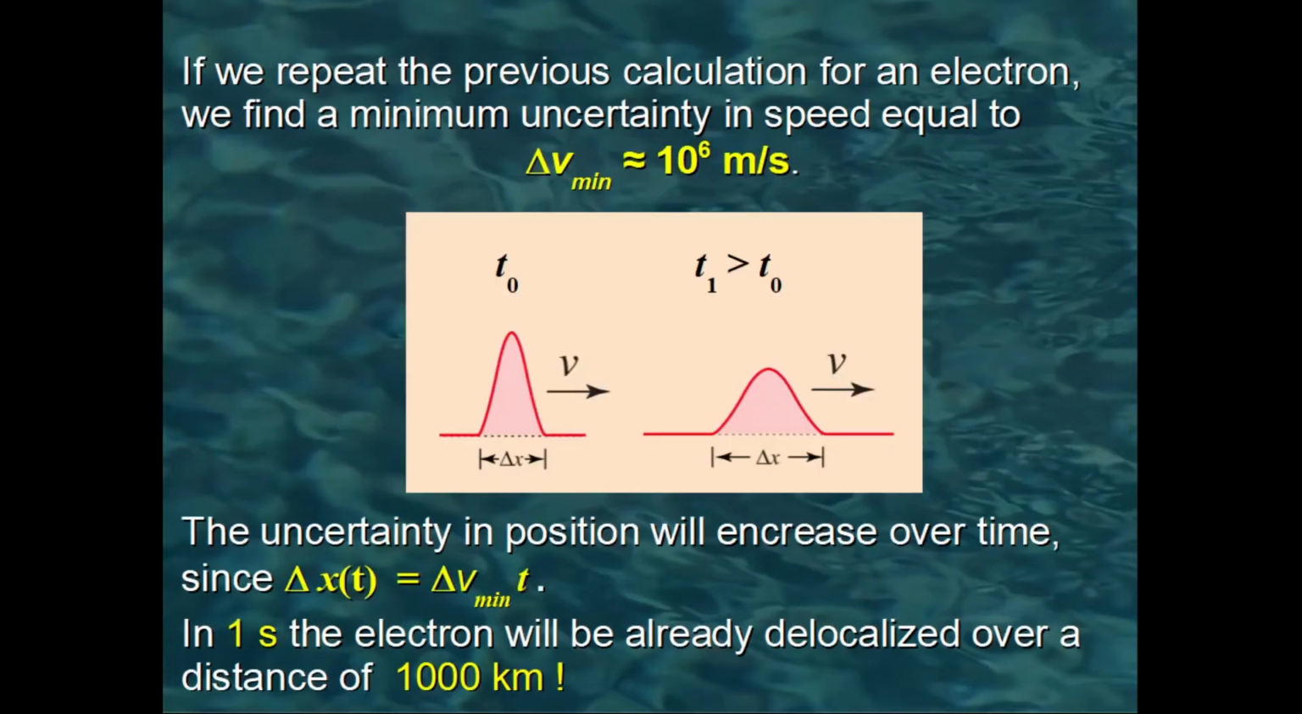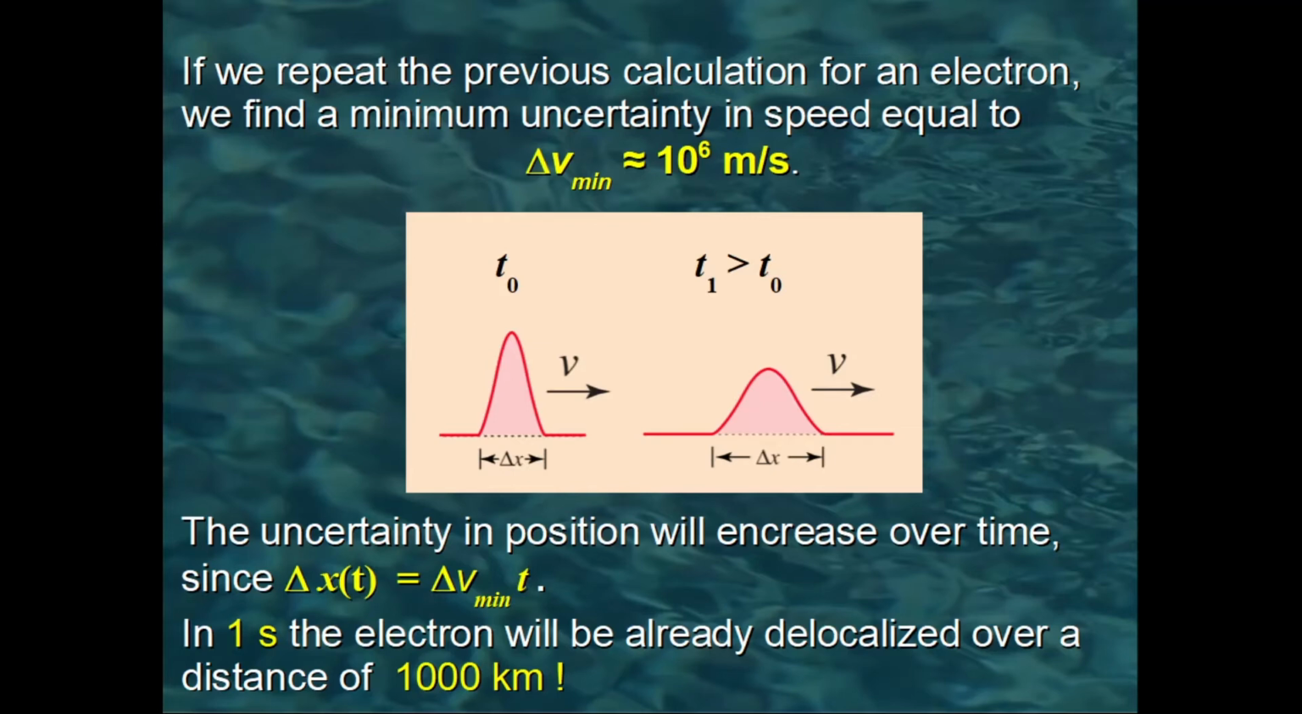If we repeat the previous calculation for an electron instead of a macroscopic object, we find a minimum uncertainty in velocity equal to 10^6 meters per second. Therefore, after 1 second, the electron is already delocalized over a distance of 1,000 kilometers. This means that if we closed an electron in a box the size of an atom, and then we opened the box, the electron would immediately lose its identity as a localized particle.